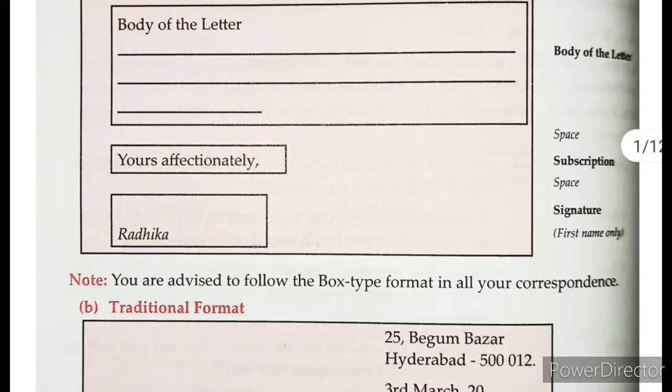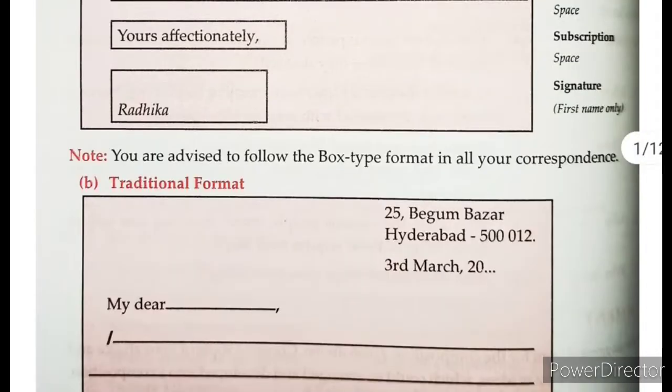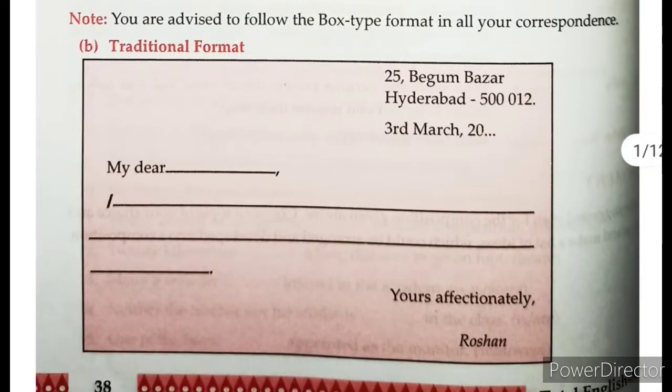So now you are advised to follow the box type format in all your correspondence. The traditional format is given below. You need not do this, though it is permissible, but for your ICSE exams, let's not go into the confusion of doing this, because the box type format is the easiest. Everything is left aligned, and so it looks very neat also, and it is highly recommended for your ICSE letter writing. So this is the traditional format.